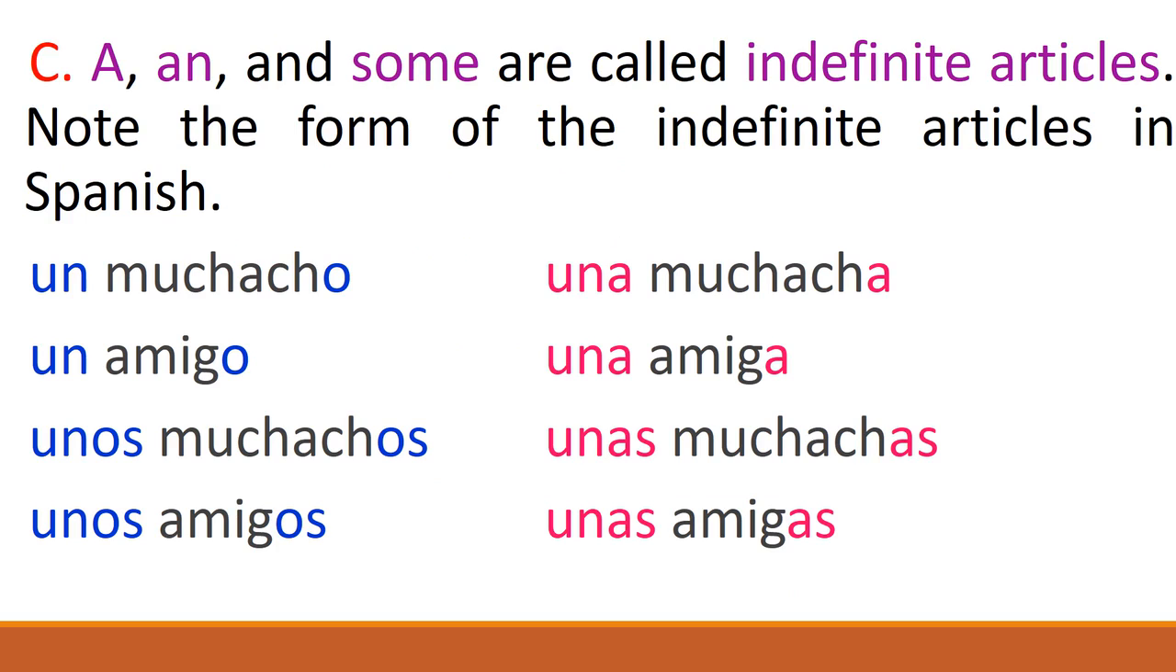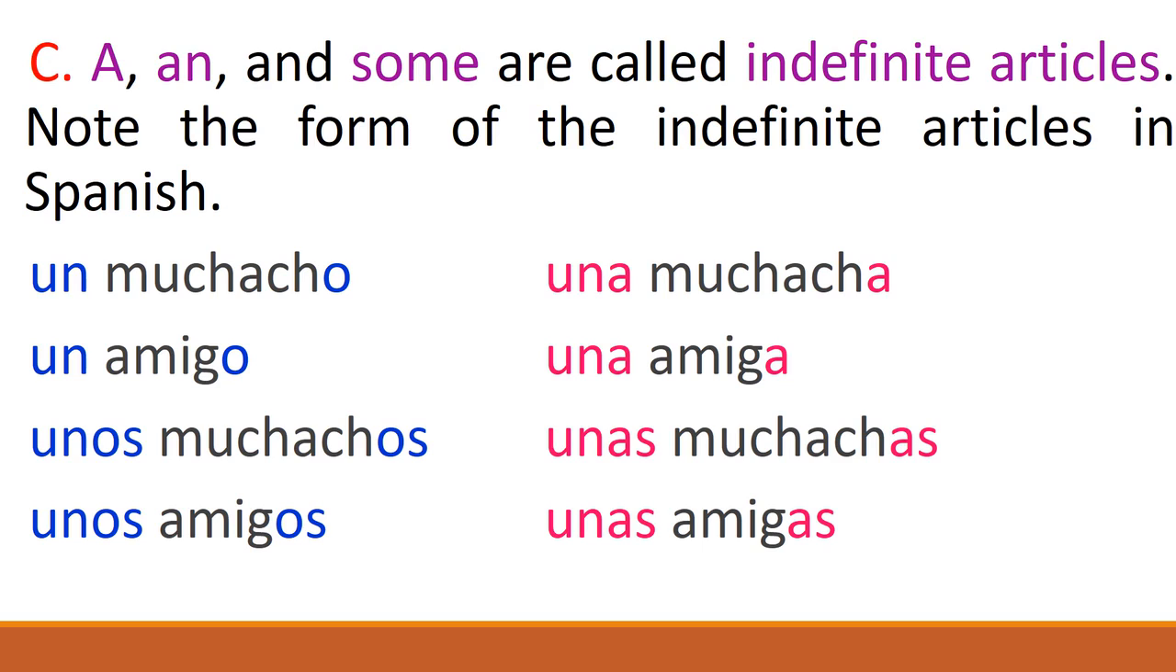Now let's move on to your letra C. A, an, and some. They're called, in English, indefinite articles. Why? Because like I told you at the beginning, you're unsure of what you're pointing at. In Spanish, we're going to have four indefinite articles again. Un muchacho, un amigo, unos muchachos, unos amigos. A boy, a friend, some boys, some friends. You're not sure what you're talking about.